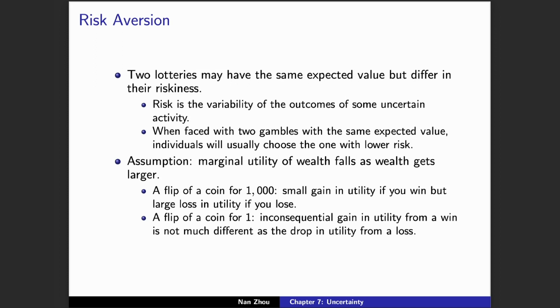If we have a diminishing marginal utility of wealth, then a potential loss is going to be more impactful than a gain of equal size. So most people would not be willing to bet $1,000 on a coin flip because the possibility of losing $1,000 is going to hurt much more than the possibility of gaining $1,000 would help you.